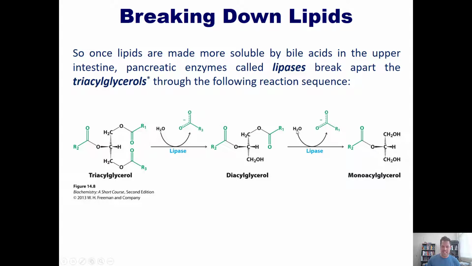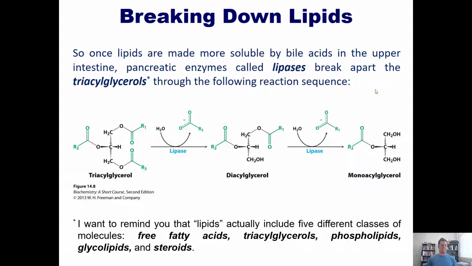Lipase enzymes do this again. They shave off another one of these acyl groups to reduce this down to a monoacylglycerol and release another free fatty acid. Okay, with all of that said, I want to remind you that the term lipids actually refers to 5 different subclasses of molecules: free fatty acids, triacylglycerols, phospholipids, glycolipids, and steroids, as we discussed in an earlier chapter. Triacylglycerols, shown right here, and free fatty acids that are shaved off of the triacylglycerols are only 2 of these different types of molecules or lipids of the 5 total lipid classes.